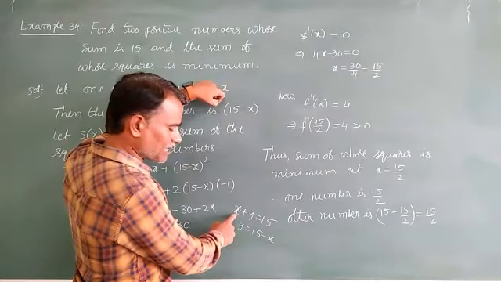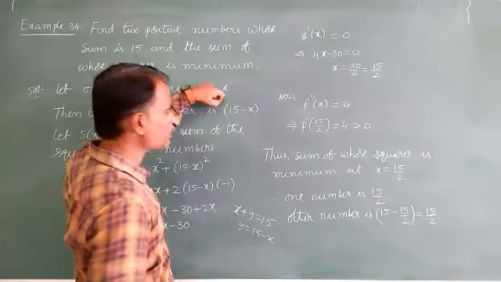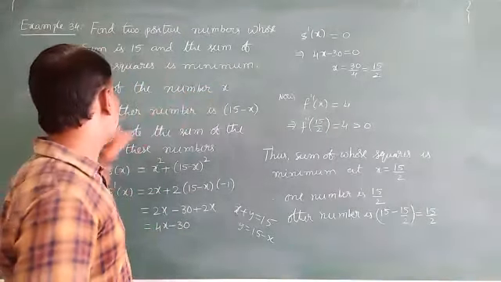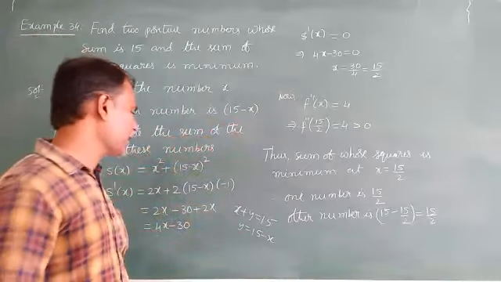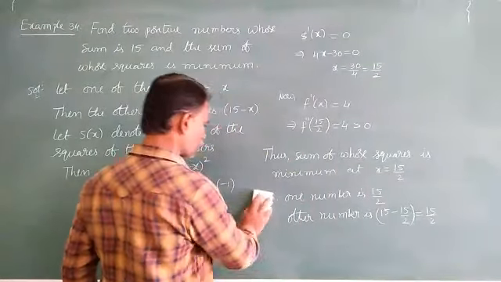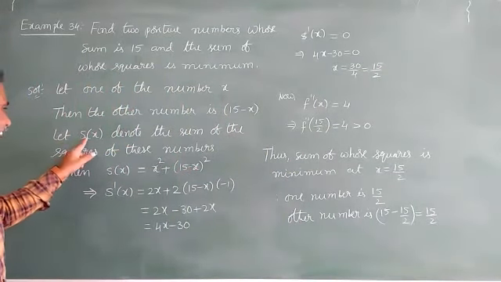Actually, I considered the first number as x and the second number as y. y is nothing but 15 minus x. That's why, directly, let one of the numbers be x and the other number be 15 minus x. Clear? And now I am going to define S of x.